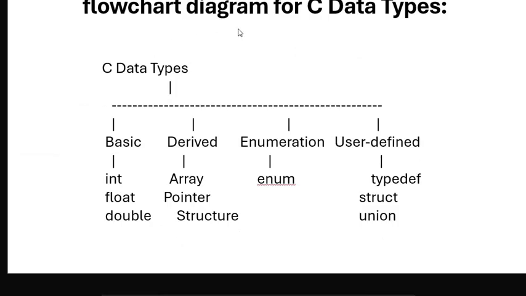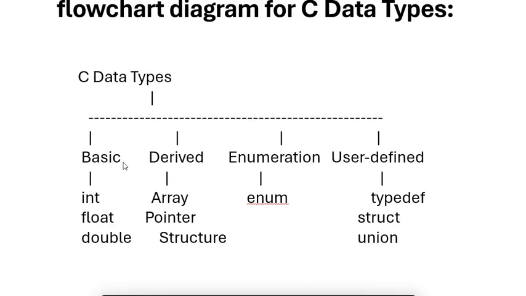Next, the flowchart diagram for C data types. You can see it is divided into 4 types: basic, derived, enumeration and user defined data types. In basic data types we have int, float and double. Derived data types are derived from the basic data types, which are arrays, pointers and structures. In enumeration it is enum. And user defined data types are typedef, struct and union. These are all the data types present in C that we use.